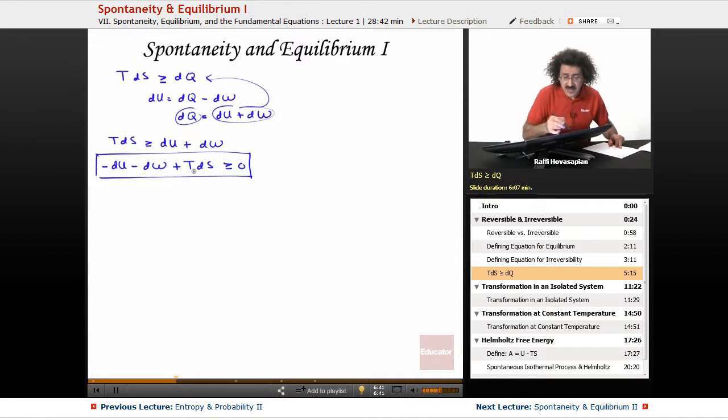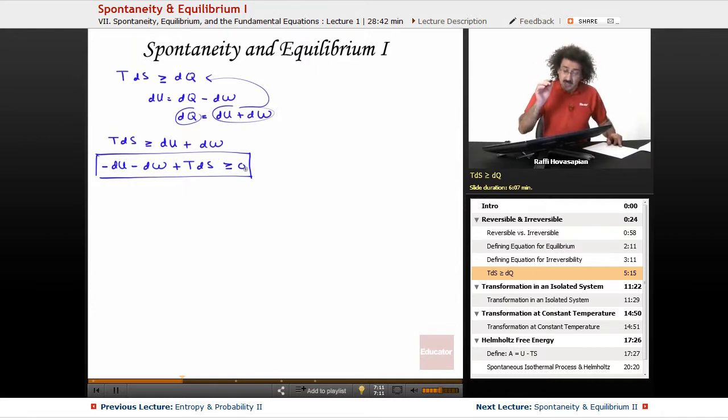This is the defining equation for a spontaneous process. The negative of the differential change in energy minus the work that is done in that process plus the temperature times the differential change in entropy is always going to be greater than or equal to 0. This defines a spontaneous process. If you have a system and this is satisfied, the process is spontaneous. That's it. If you know a process is spontaneous, this will always hold.